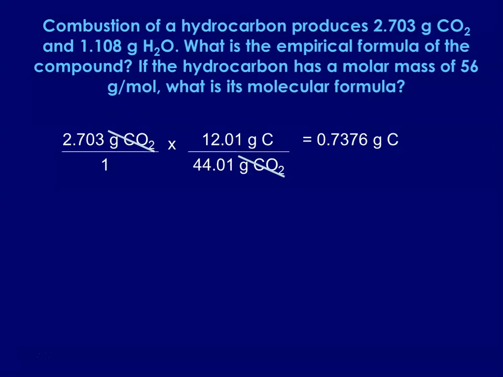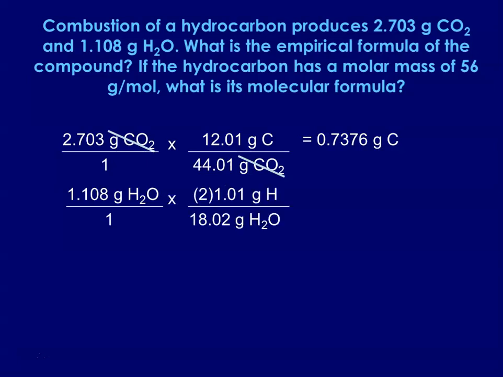If I wanted to know about the hydrogen, I would use my 1.108 grams of water, and I would work backwards from water to hydrogen. Keep in mind with hydrogen, because there are two hydrogens making up H2O, you would need to account for both hydrogens, or have 2.02 grams of hydrogen for every 18.02 grams of water. When I do my math through, after canceling out my units, I probably should have had 3 sig figs.